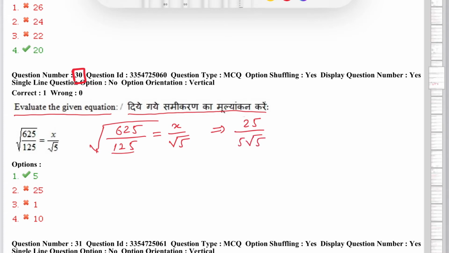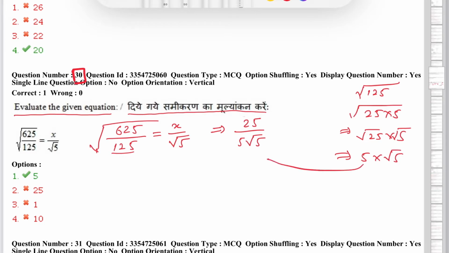I'll just show you how it is. It is under root 125. It can be written as under root 25 into 5 because the value is the same. Further it can be written as under root 25 multiplied by under root 5, and we all know that under root 25 is 5, and we keep under root 5 as it is. So it is the same value which I am putting here.